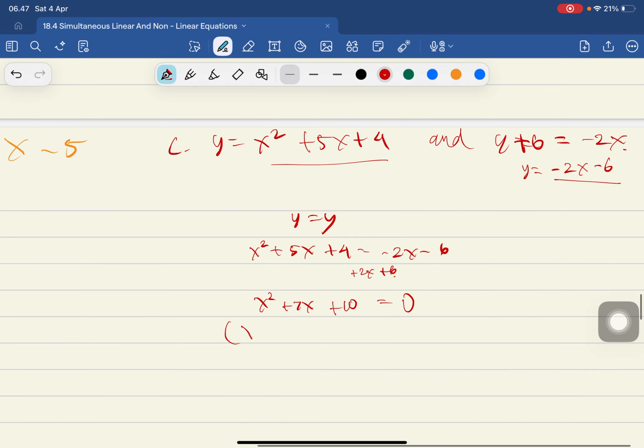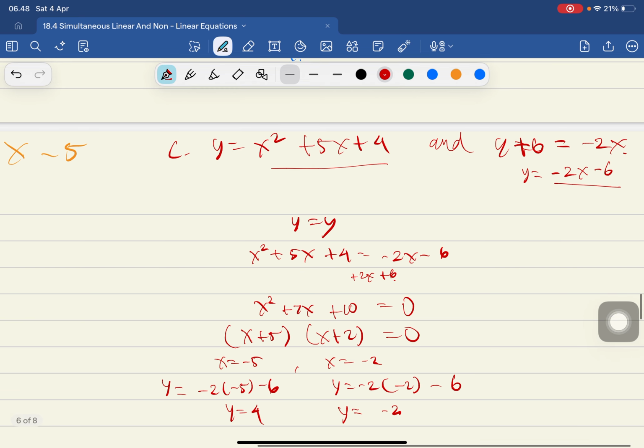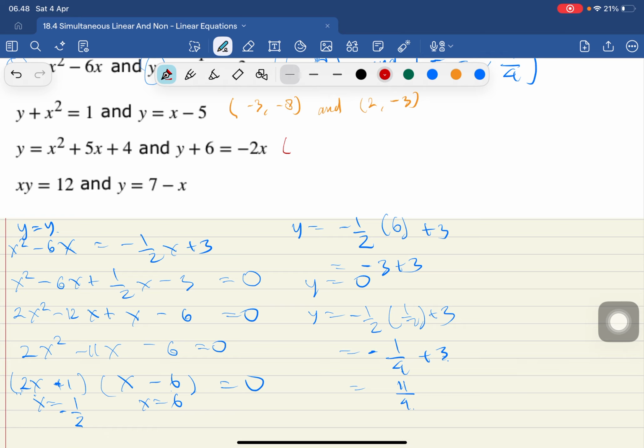Okay. Here is x plus 5 and then x plus 2. We factorize it. So the first x we got negative 5, the second x we got negative 2. We can substitute, y equal to negative 2 times negative 5 minus 6. Another one is negative 2 times negative 2 minus 6. So here is y equal to 4 and another y equal to negative 2. Okay, let's write the points here. So we got negative 5 and 4, and another point is negative 2, negative 2.